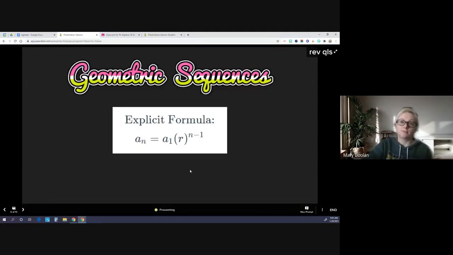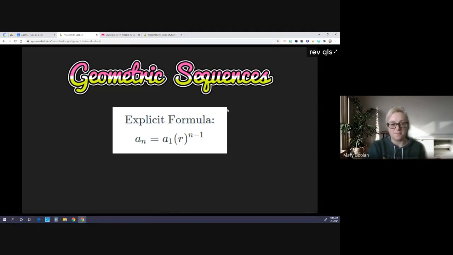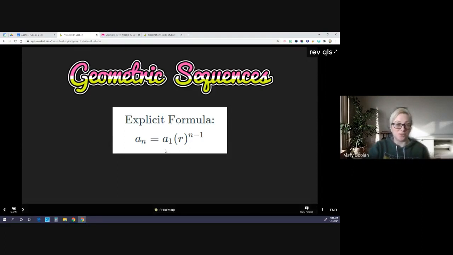Right here, look at this, take this in. You have to learn this. This is the explicit formula for geometric sequences. So if you are given a list of numbers and you're told this list is a geometric sequence, and then you're asked to find the 53rd number in the sequence if the pattern continues, this is the formula that you can use.